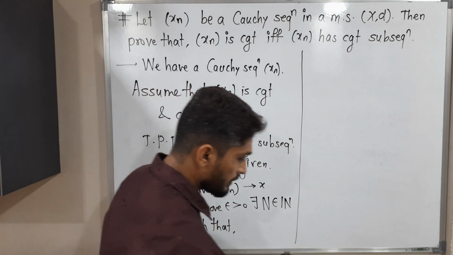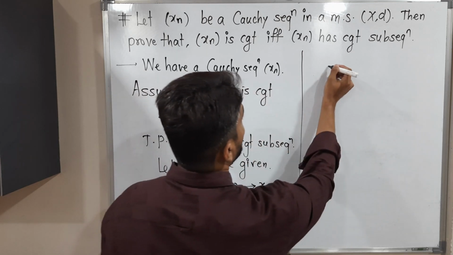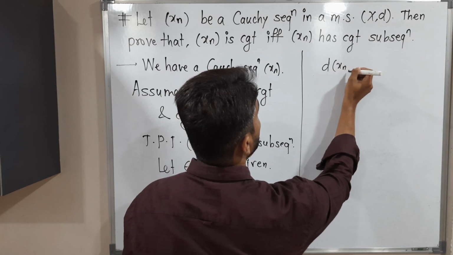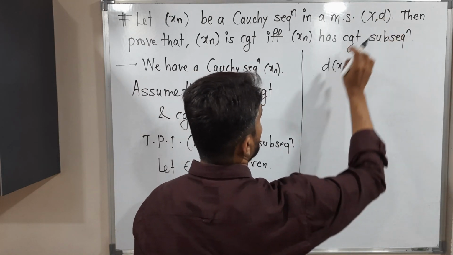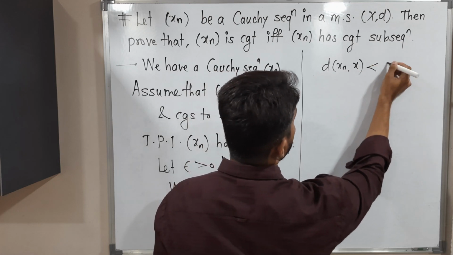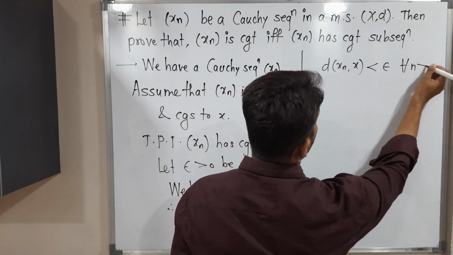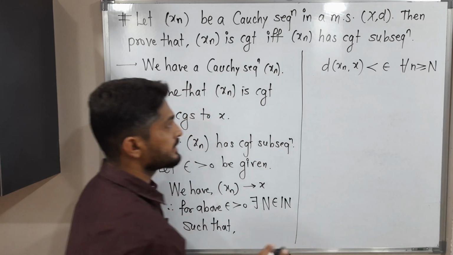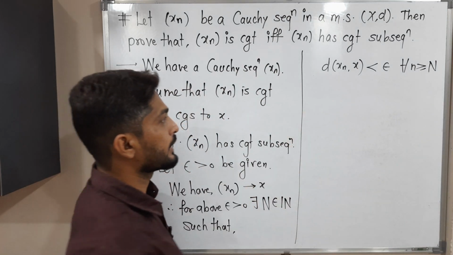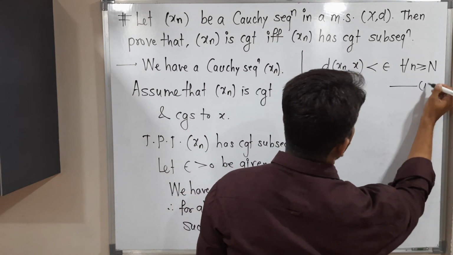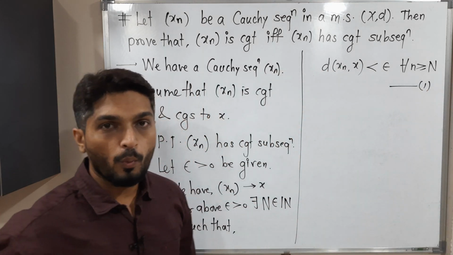okay, let us write. d of Xn and X, the distance between Xn and X. So we have a metric space (X, d), so the same d I am using here, less than epsilon for all n greater than or equal to capital N. Simply I use the definition of convergent sequence and we could write this one. So using the given information, we got this statement number 1.